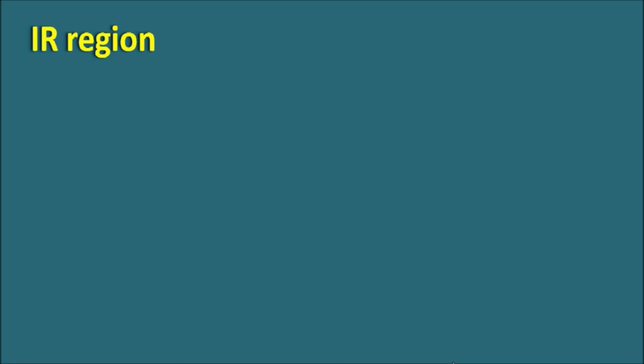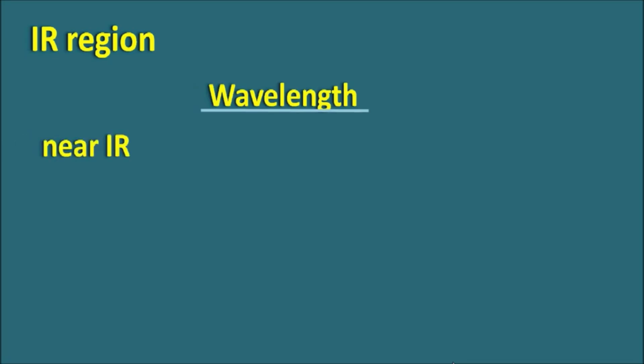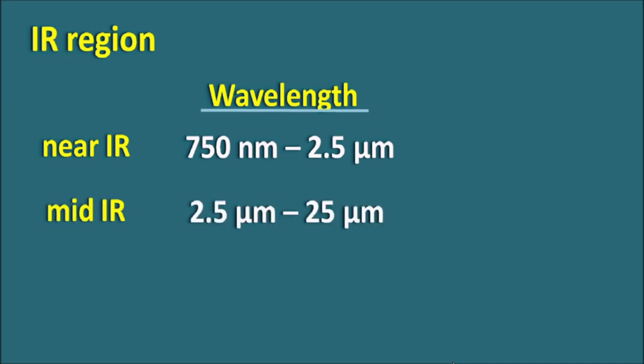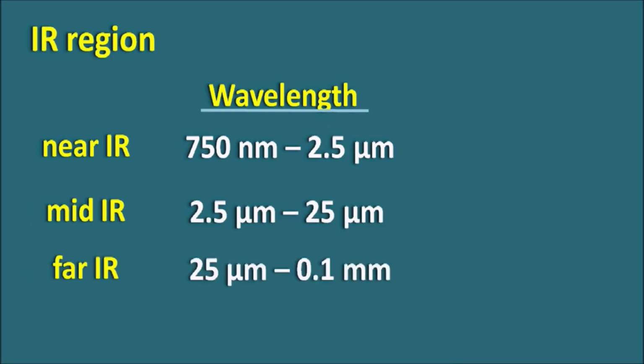The IR region can be classified based on the wavelength. For example, near IR falls within the wavelength range of 750 nanometers to 2.5 microns approximately. Similarly, mid-IR is classified as 2.5 microns to 25 microns, and the far IR region from 25 microns to 0.1 mm. Among these three regions, the mid-IR region is widely used for pharmaceutical analysis, which is from 2.5 microns to 25 microns.